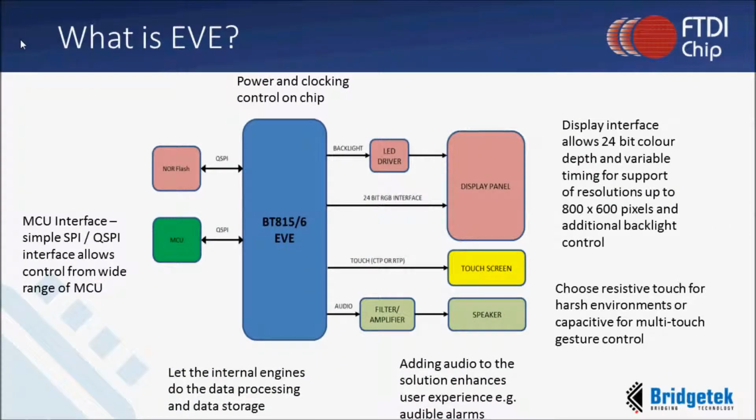So as you can see with the BT815/6, it includes an MCU interface which supports SPI or quad SPI, allowing for control from a wide range of MCUs. The internal engines do all the data processing and data storage. Power and clocking control are also on the chip. The display interface allows for 24-bit color depth and variable timing support for resolutions up to 800 by 600 pixels. It also includes additional backlight control. Choose resistive touch for harsher environments or capacitive for multi-touch gesture control.